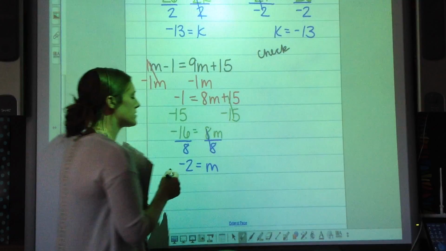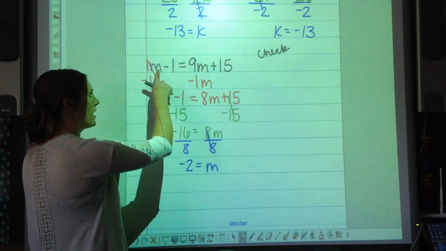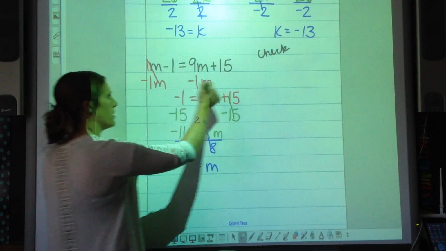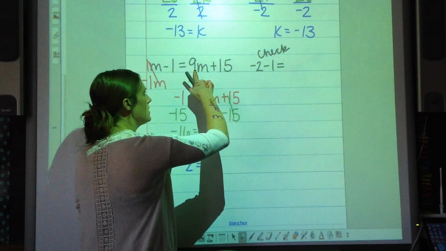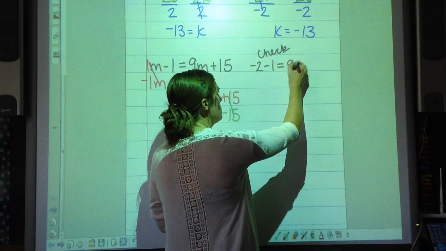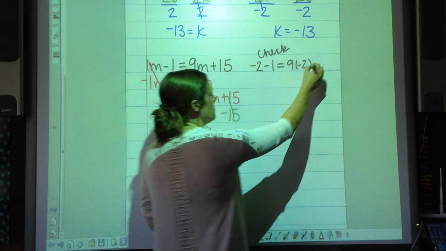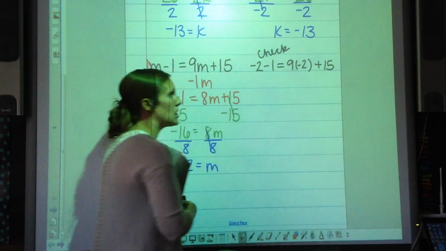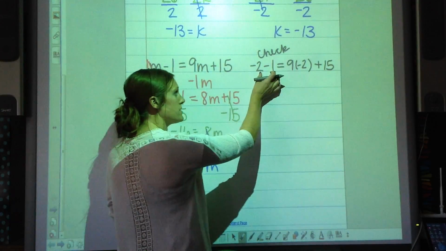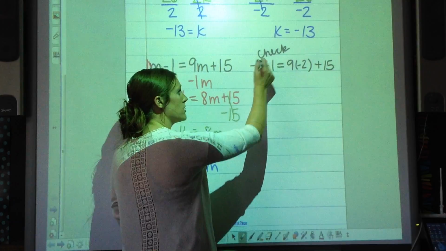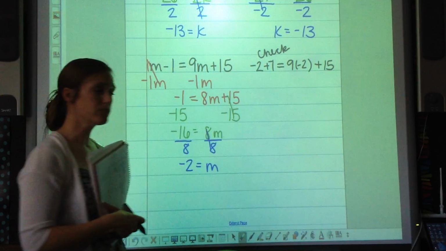When you check your answer, you're going to plug the value in every time you see an m. So this was m. I have negative 2 minus 1 equals 9 times negative 2 plus 15. I'm solving both sides of the equal sign. There are two expressions here. On the left side, I have negative 2 minus 1, or keep switch opposite.